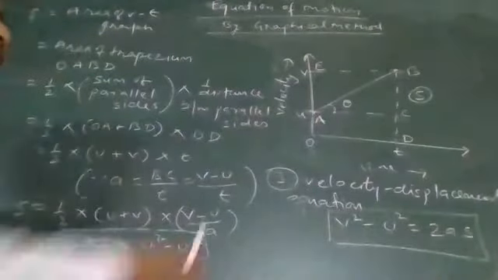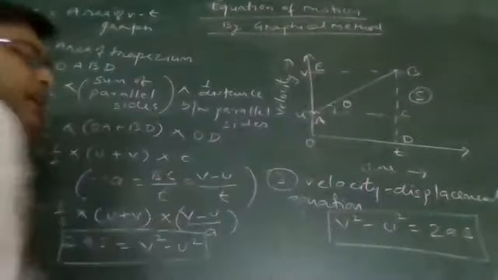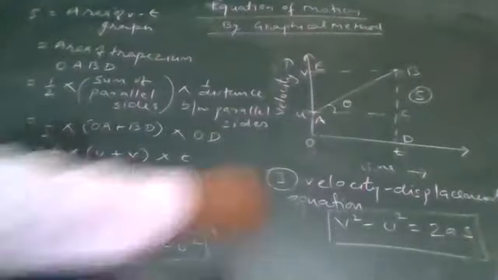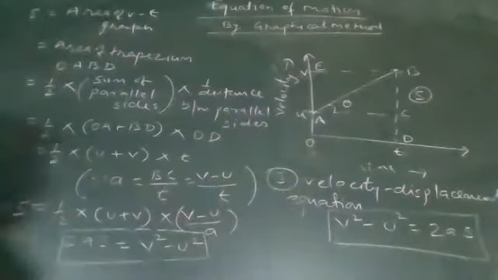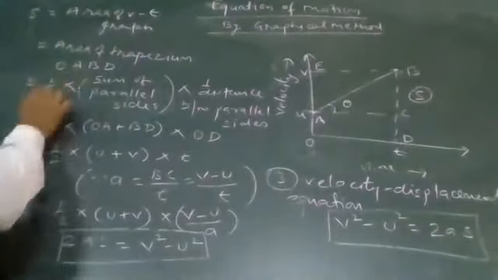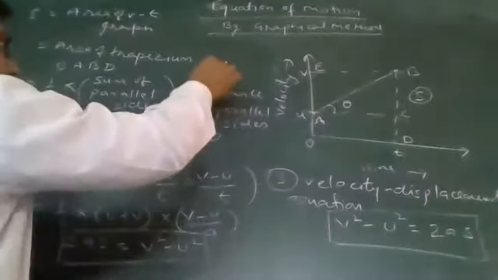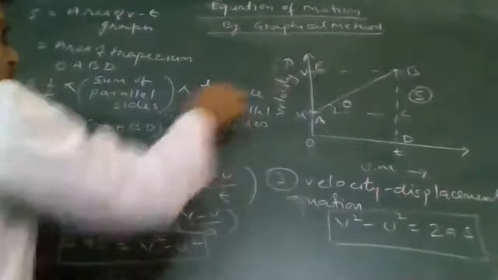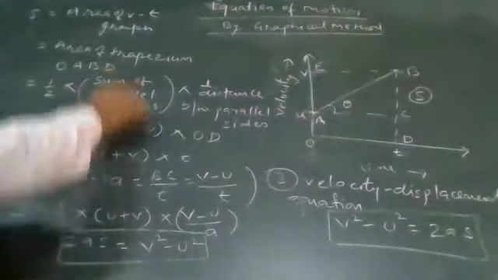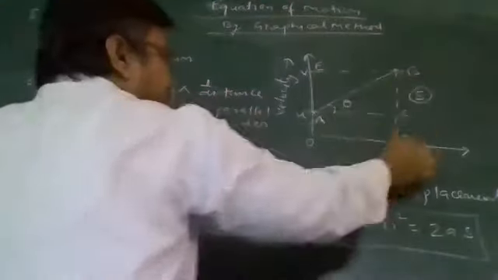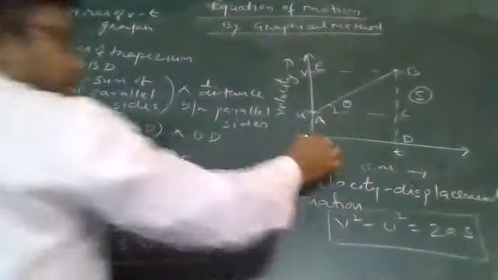I will also derive it by use of the area of the velocity-time graph. I will use the complete area of the trapezium, that is OABD. Now what is the area of a trapezium? Half into the sum of parallel sides into the perpendicular distance between the parallel sides. Parallel sides here are OA and BD. Perpendicular distance is OD.